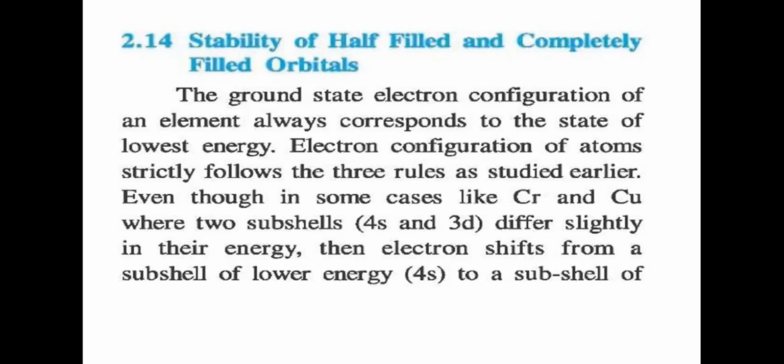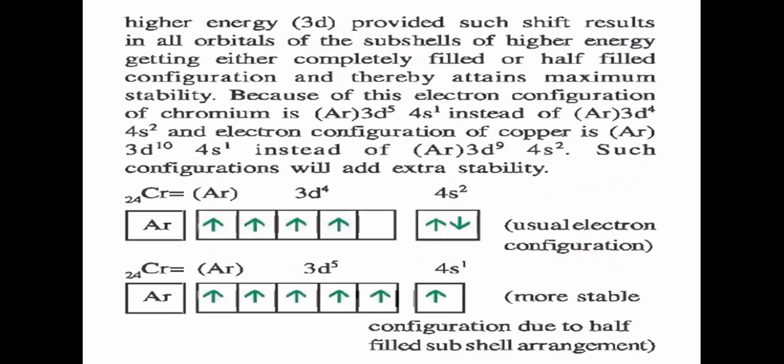The electronic configuration of atoms strictly follows the three rules studied earlier, even though in some cases like chromium and copper, where the two subshells, 4s and 3d, differ slightly in energy, an electron shifts from the subshell of lower energy to the subshell of higher energy, that is 3d.